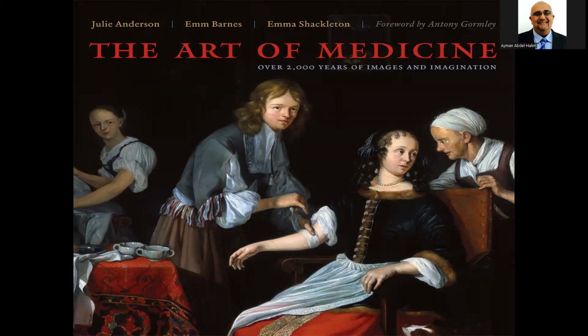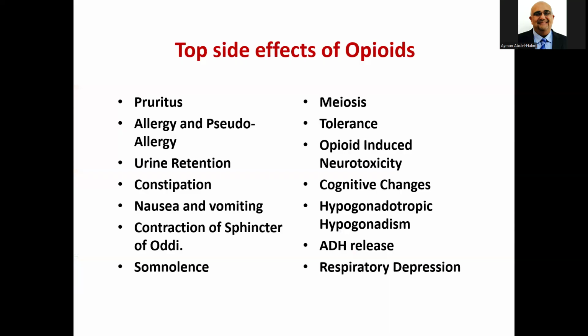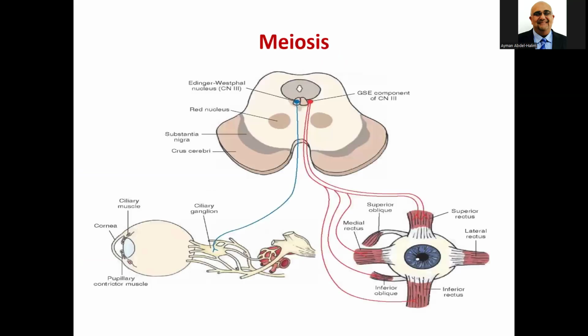Art of medicine. I like this picture here. Top side effects of opioids. We have 10 side effects of opioids: pruritus, allergy, pseudo-allergy, urine retention, constipation, nausea and vomiting, contraction of sphincter of Oddi, somnolence, meiosis, tolerance, opioid-induced neurotoxicity, cognitive changes, hypogonadotropic hypogonadism, ADH release, and respiratory depression.